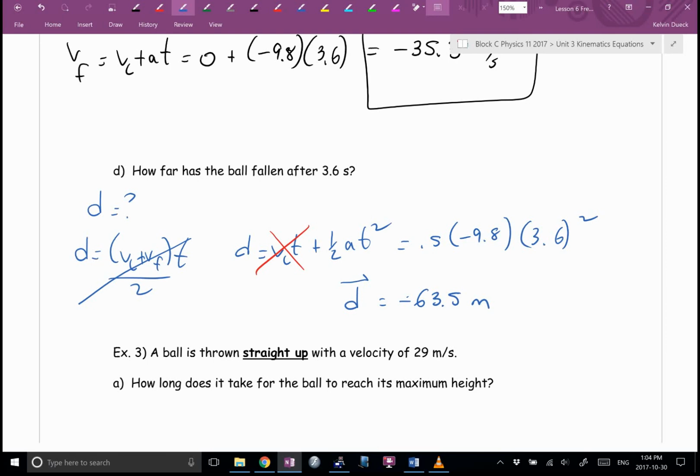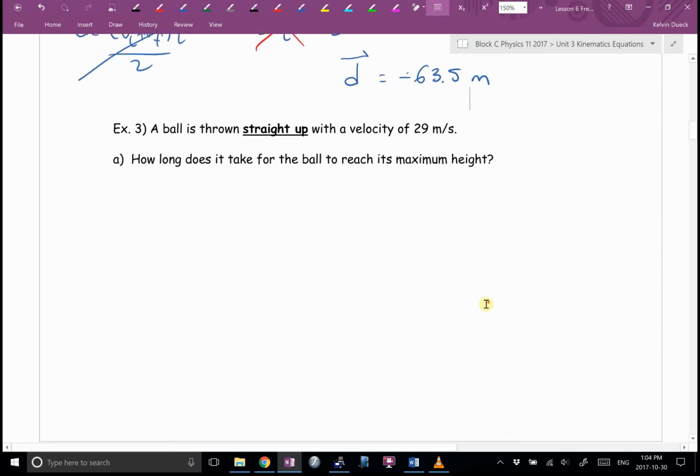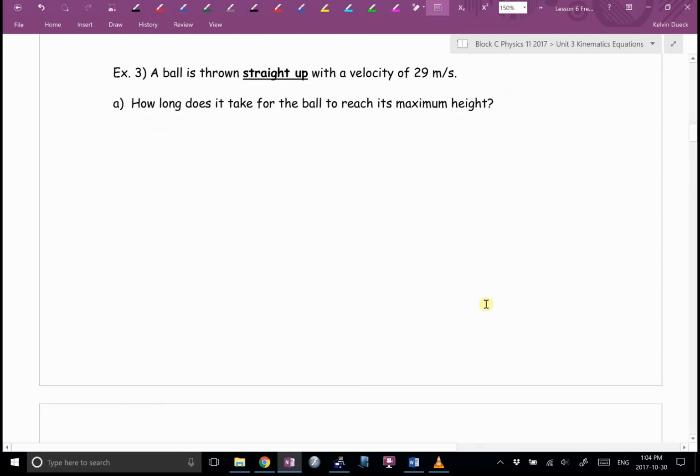That's kind of what I can do if I just drop something. What if we don't drop something, Jacqueline? What if we launch something? Example 3 says this. A ball is thrown straight up with a velocity of 29 meters per second. Okay, cool. How long does it take for the ball to reach its maximum height? What's this question asking us to find? How long? Time. How long can sometimes mean distance. How long is the racetrack? But I think here, time.